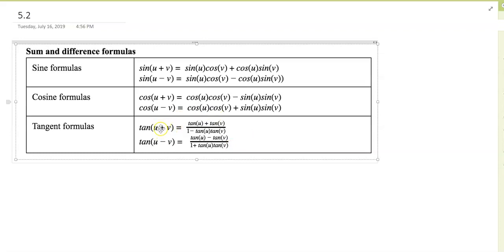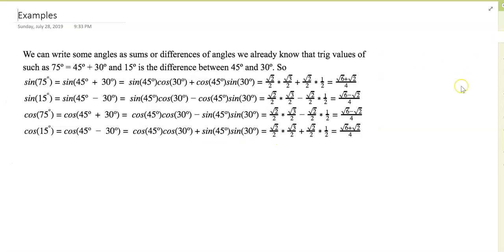Now notice if you have a plus between the u and v on the left side of the tan formula, then you will have a plus in the numerator between the terms on the right side and a minus between the terms on the right side in the denominator. If you have a minus between u and v on the left side, then you will have a minus in the numerator of the terms on the right side and a plus in the denominator of the terms on the right side. Let's look at some quick examples.